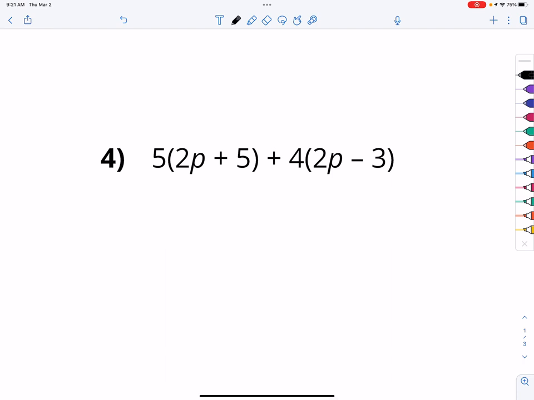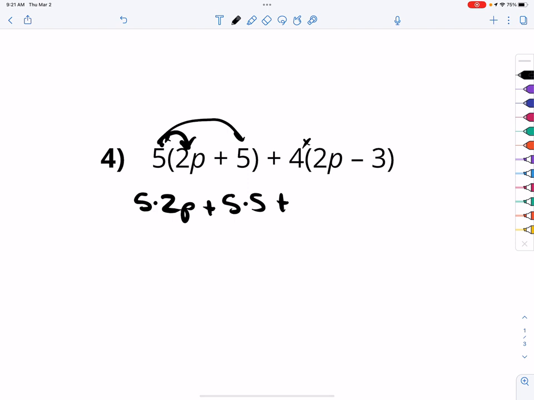Question number 4. Ooh, it looks like we have multiplication here and multiplication there, so we have to do a double distribution before we can combine like terms. So we have 5 times 2p plus 5 times 5 plus 4 times 2p minus 4 times 3. So we're left with a multiplication, addition, and subtraction. So let's do our multiplication first.